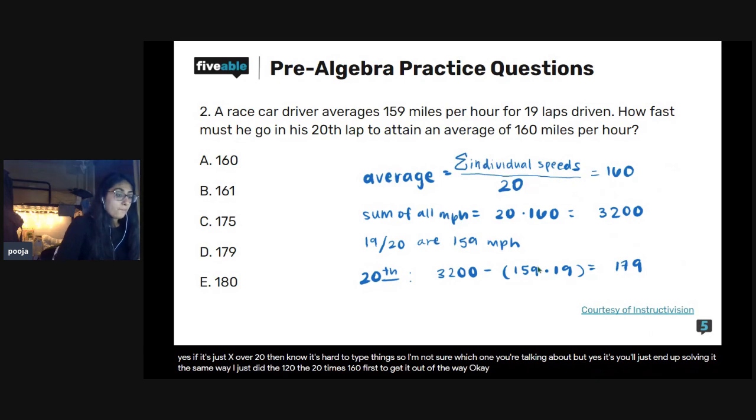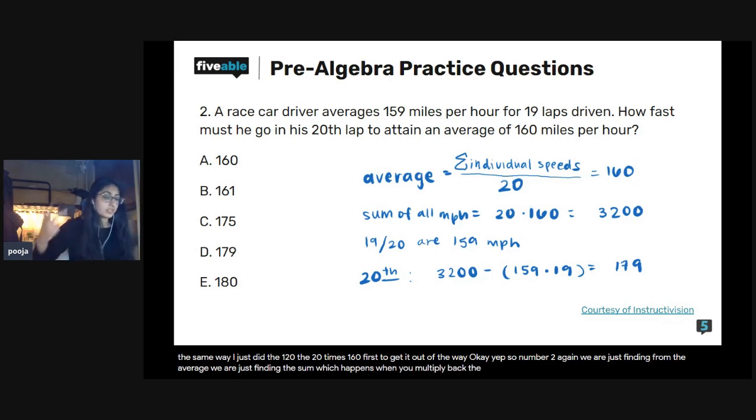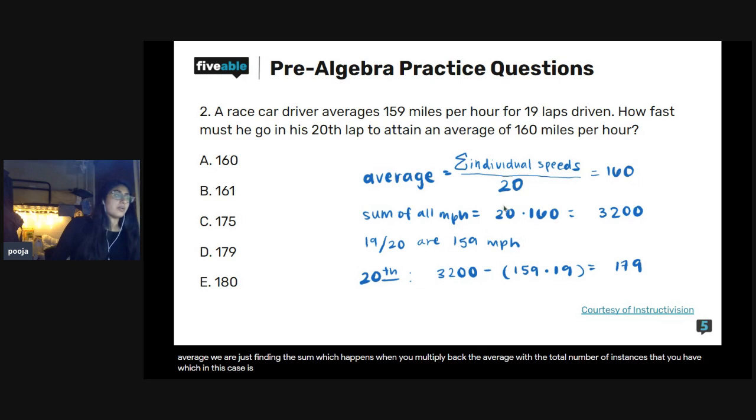Okay. So number 2, again, we are just finding the sum from the average, which happens when you multiply back the average with the total number of instances that you have, which in this case is 20. And then because 19 of our laps were the same, we just multiplied to find the sum of all those 19 laps and then subtracted to get the 20th.